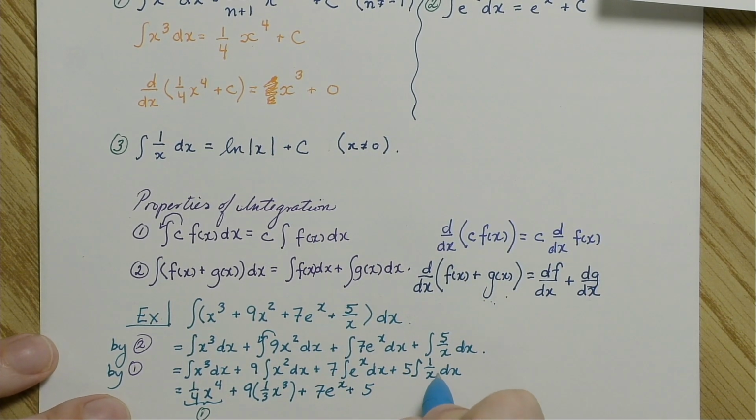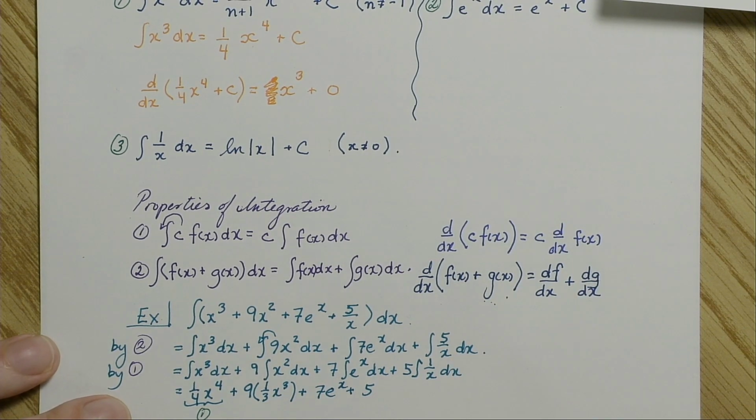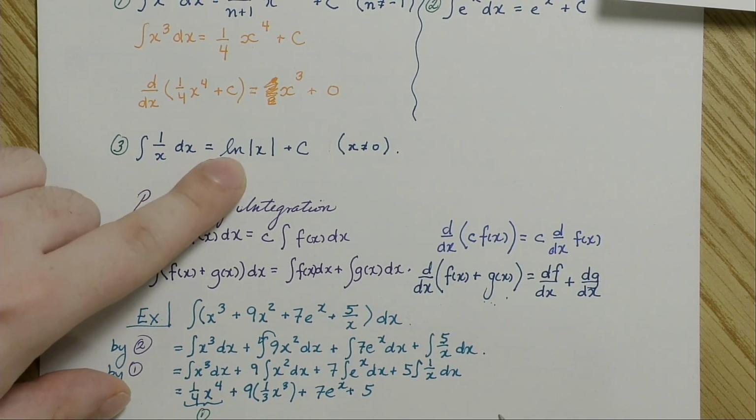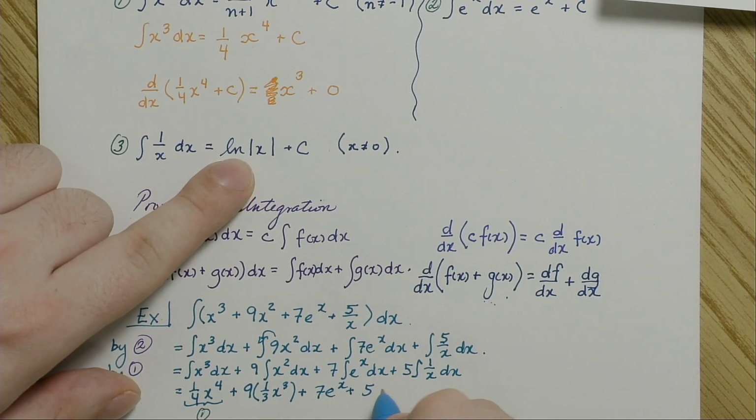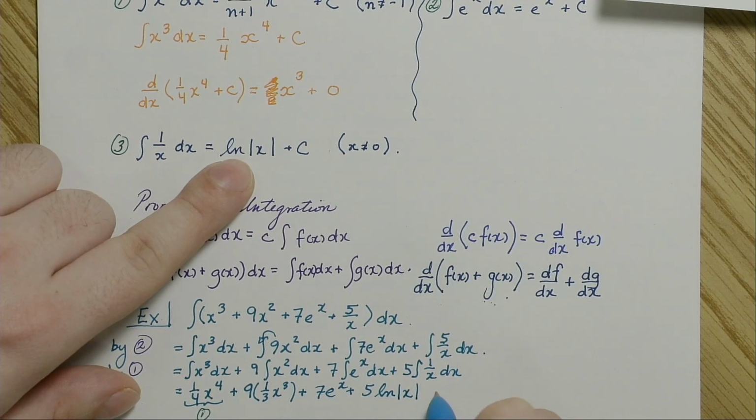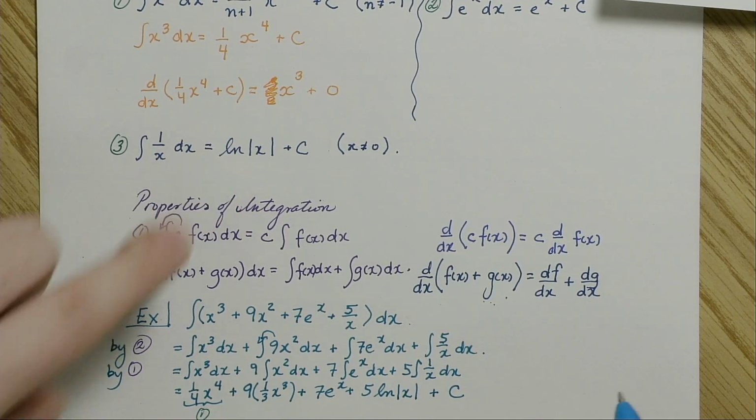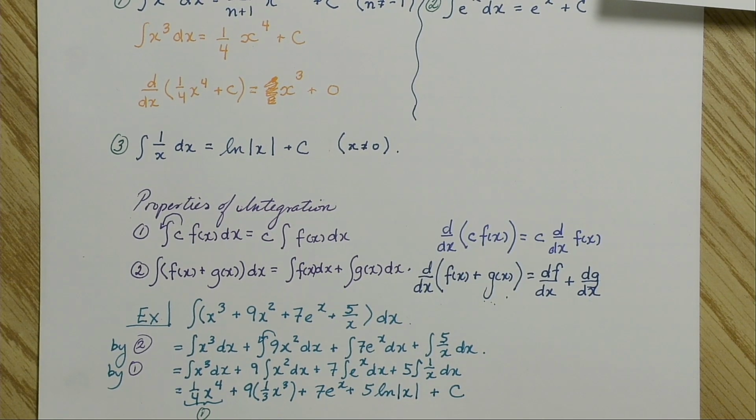Now I can't use the power rule on 1 over x. That has a special rule, which is this one right here. And so that's ln x. So the integral of 1 over x is ln x, so it would be 5 times ln x. And then I can't forget my constant of integration, so there's the plus c at the end.